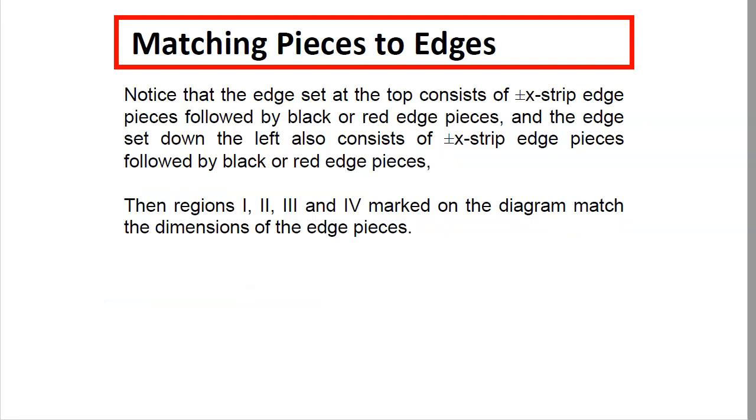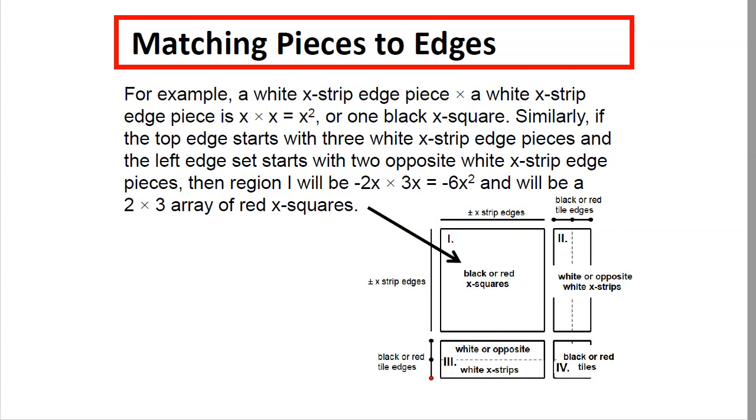Notice that the edge set at the top of our factor rectangle consists of plus or minus x strip edge pieces followed by black or red edge pieces, and the edge set down the left is similar. Thus, regions 1, 2, 3, and 4 marked on the diagram match the dimensions of the edge pieces. For example, a white x strip edge piece times a white x strip edge piece is x times x, x squared. That would be 1 black x square in region 1.